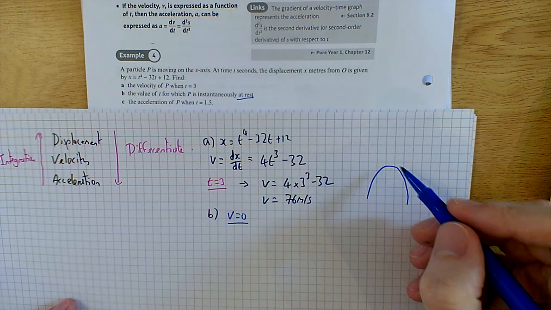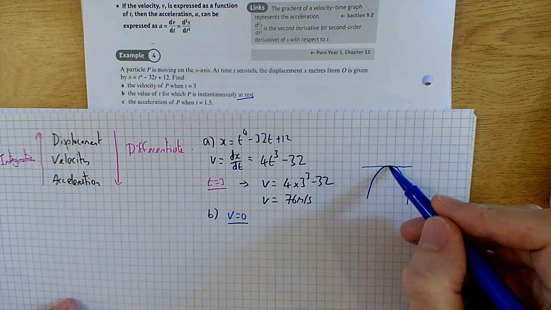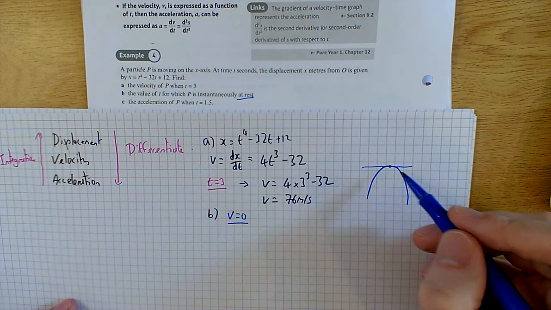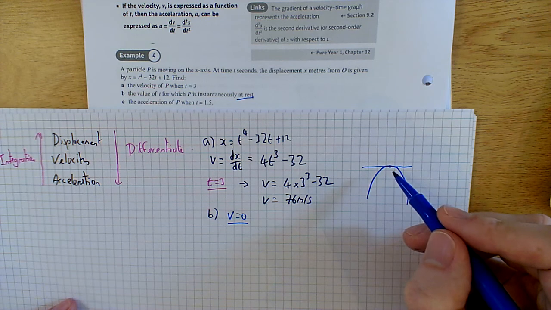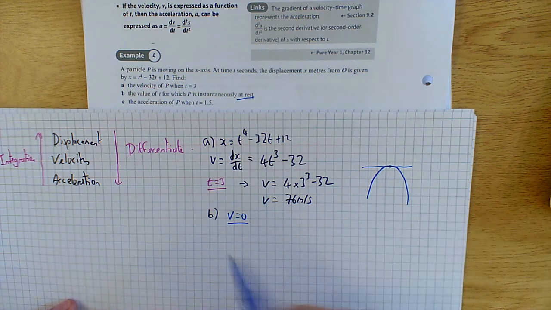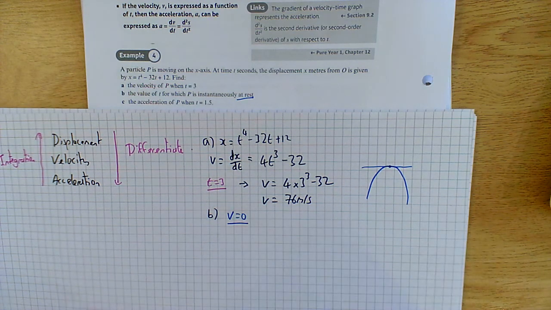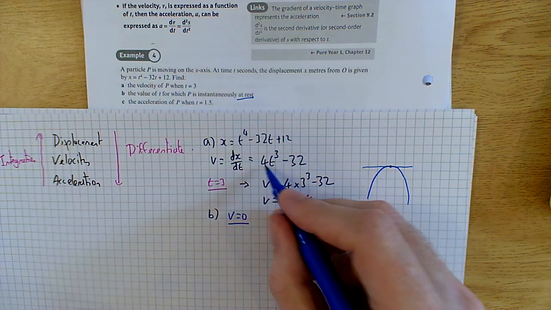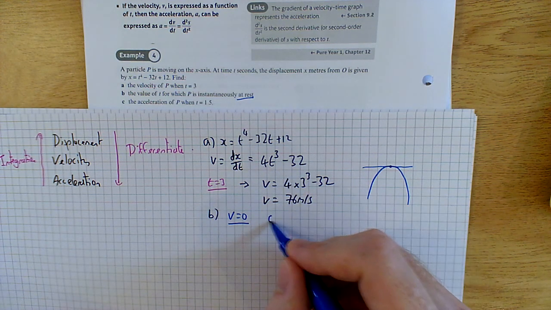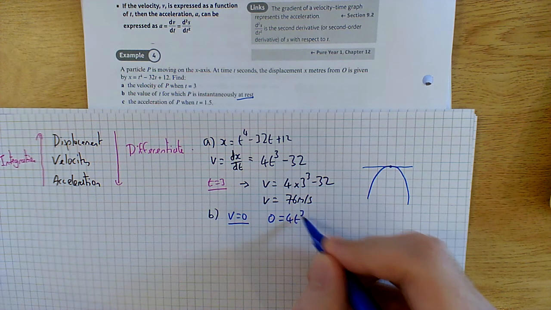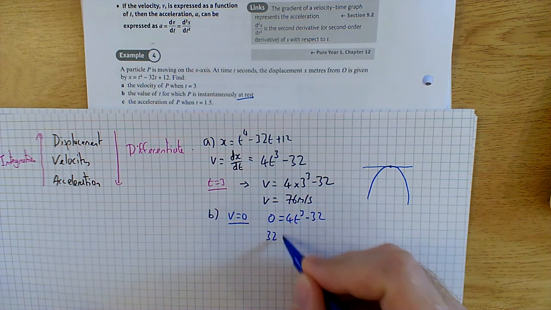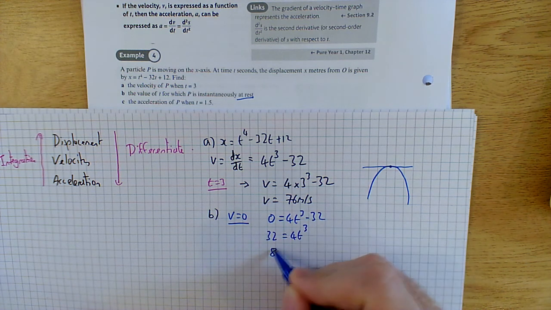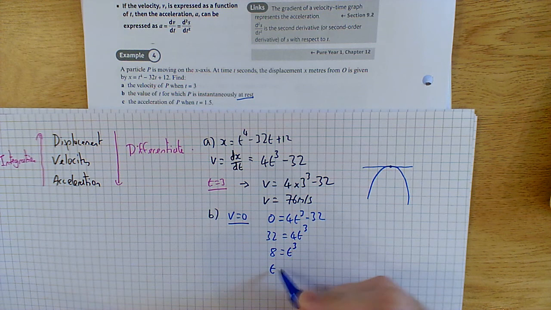So if we've got a turning point on a graph, we know that this point is when the gradient is equal to 0, but the gradient doesn't stay at 0 for any length of time. It just is at 0 for a split second, and then it starts moving down again. And that's what's happening here, and that's why they've used the word instantaneously. So when v equals 0, we've got our expression for v, it's 4t cubed minus 32. All we do is we put that equal to 0, we rearrange, get 8 equals t cubed, so we cube root and it's t equals 2 seconds.